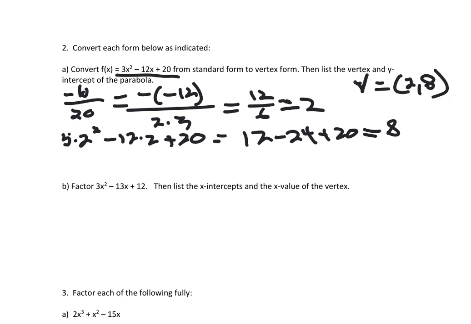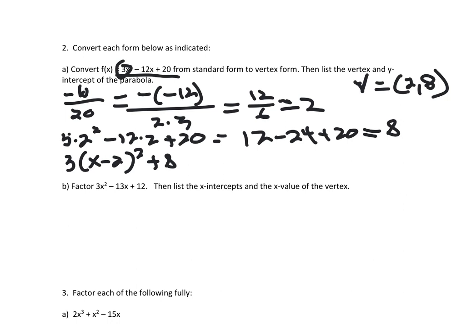The vertex form then is going to be a, which we already know to be 3 from the standard form, 3 times (x minus 2) squared plus 8. Again, x minus the x value of the vertex, that quantity squared, plus the y value of the vertex.